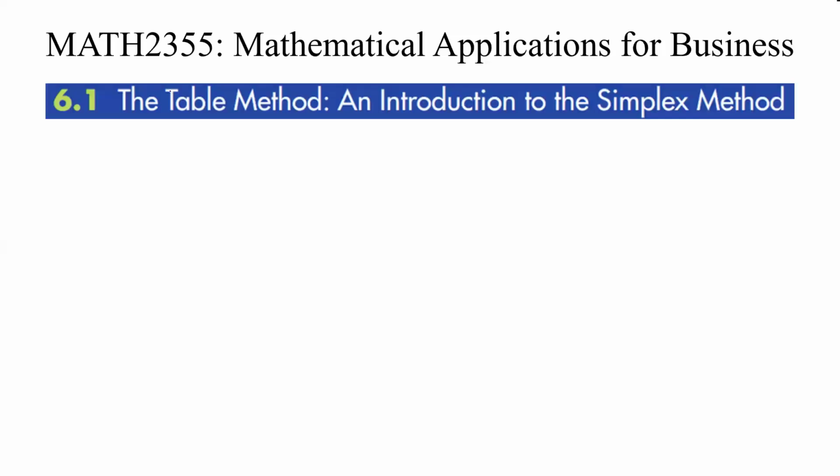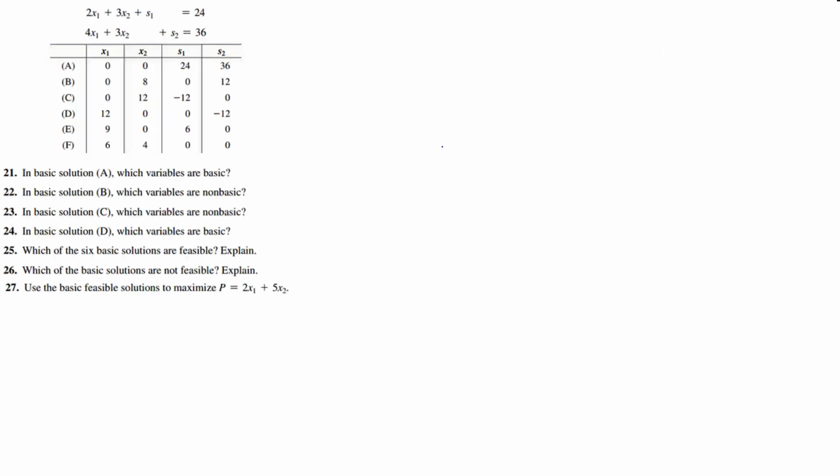All right, so here we're on 6.1, which is the table method, an introduction to the simplex method. So we'll work some exercises in this section. The first one says, in a basic solution A, so basically we're looking at the first line here, which variables are basic? Those are going to be the non-zero ones, so the non-zero are going to be S1 and S2.